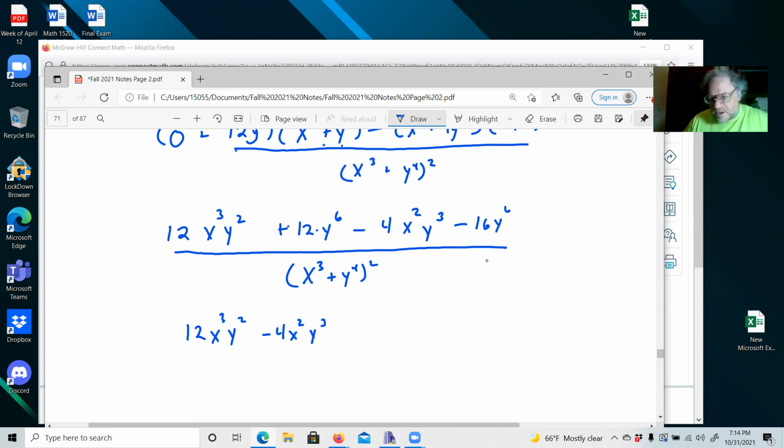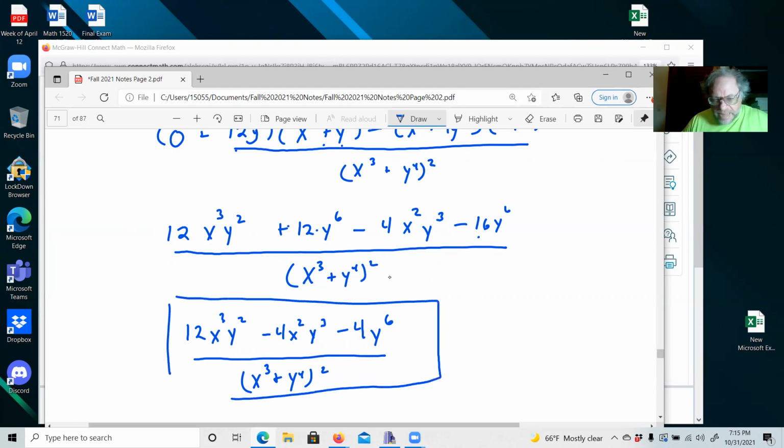Okay, 12 minus 16, right? These are both y to the 6ths, so 12 minus 16 is minus 4y to the 6th, all divided by x cubed plus y to the 4th squared. There's nothing we could do with multiplying this out, canceling something. We're done. Okay, so there we go, there's our answer. Again, if they give us numbers to plug in, I don't think I gave you numbers for something that was this complicated. I'll just go ahead and leave it, and then we're set.